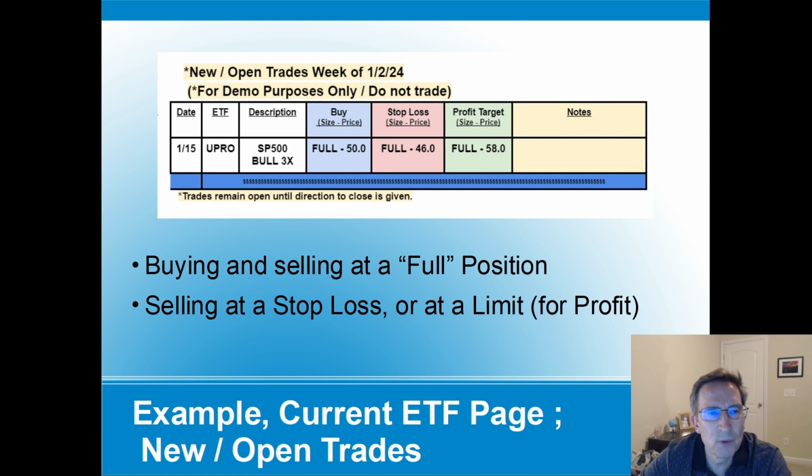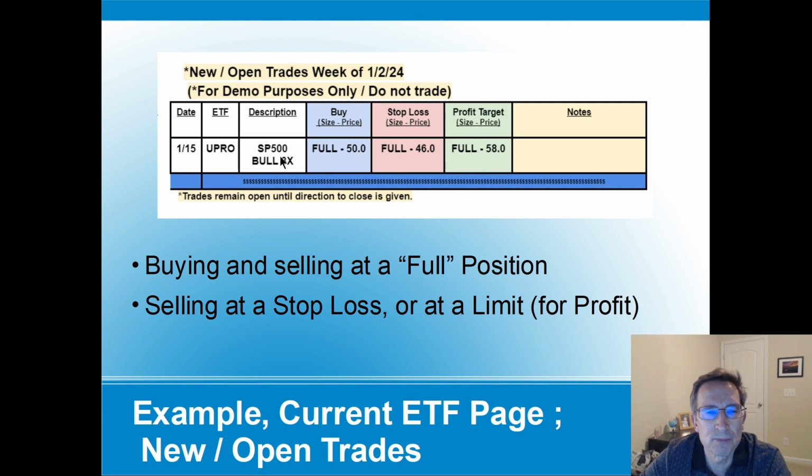So on the website, you'll see a chart that looks a lot like this one, and this is what new or open trades would look like and how they'd be posted. We'll go through this real quick. Of course, here is the date, that just means the date that this trade was set into motion. The ETF, and in this case it's UPRO. You want to type that in exactly as you see it typed here, so this would be UPRO.